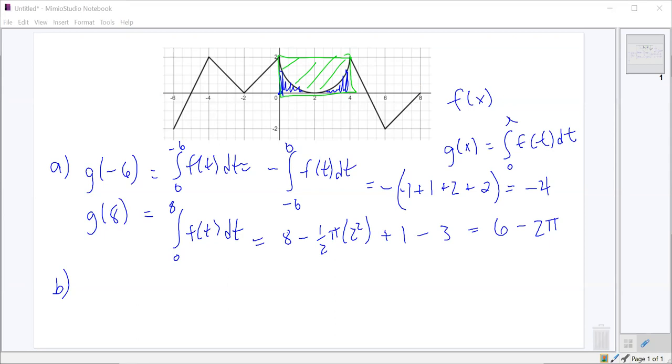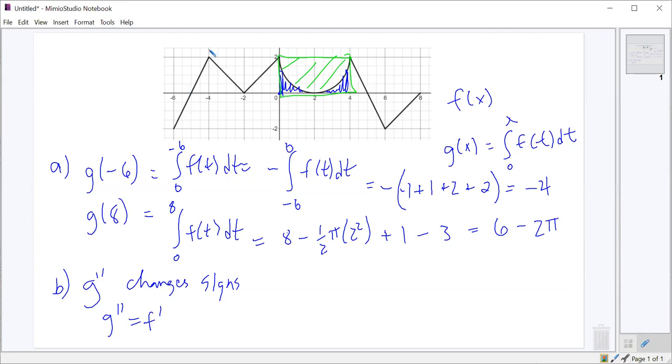All right, part B. What did part B ask us here? Does it have any points of inflection? Okay, so G has points of inflection if its second derivative changes signs. So that's what we're looking for. G double prime is equal to F prime. So we're looking for when F prime changes sign.